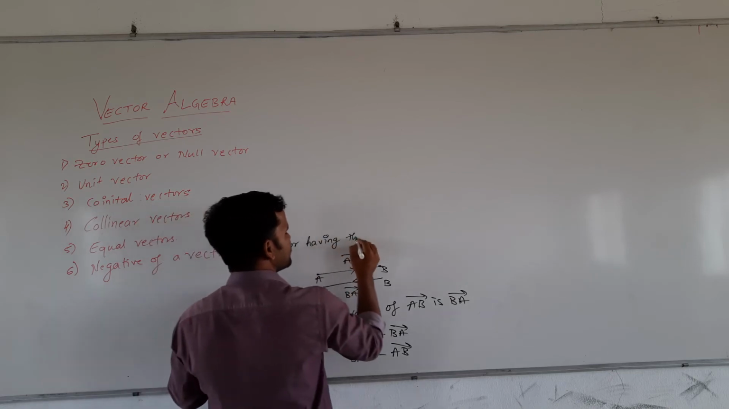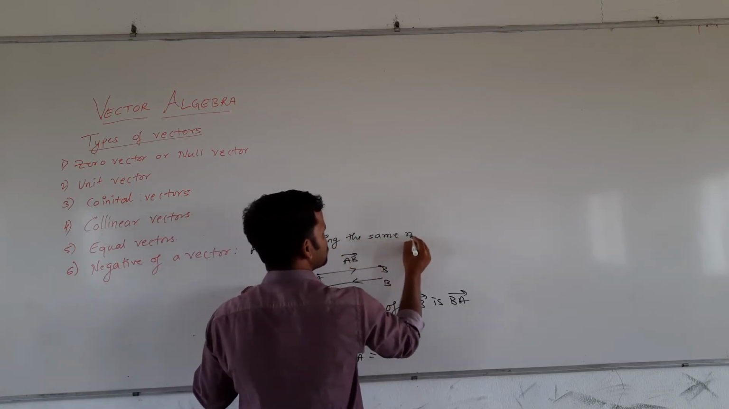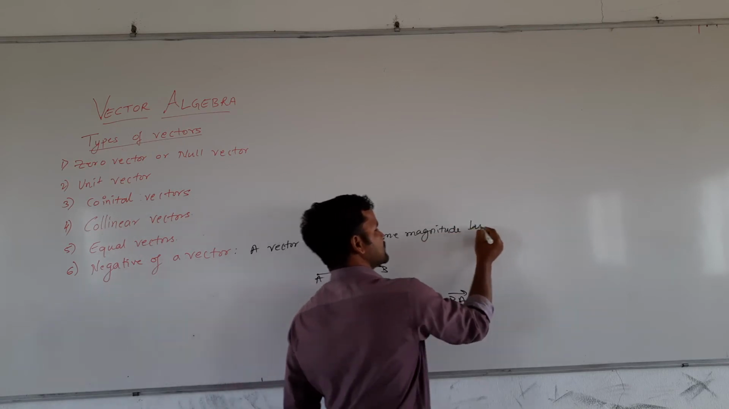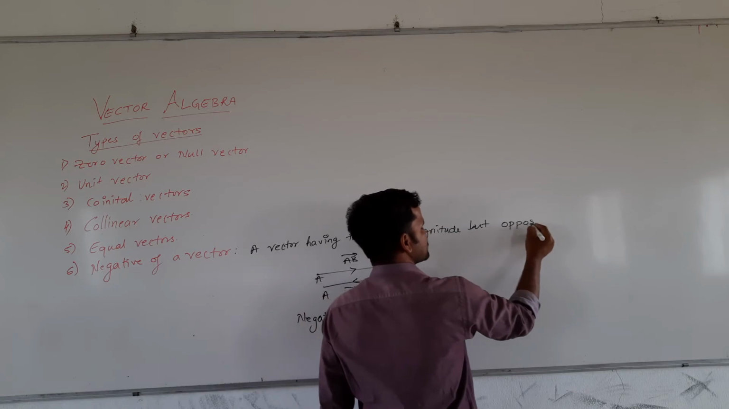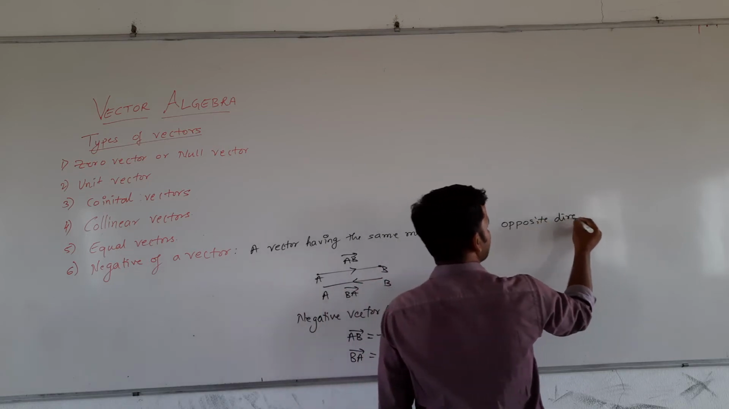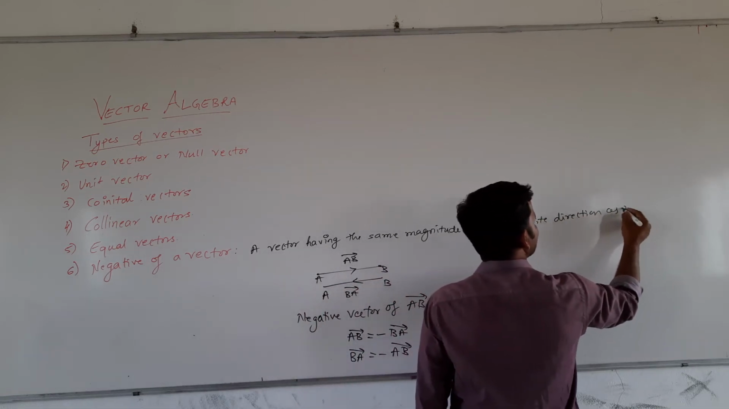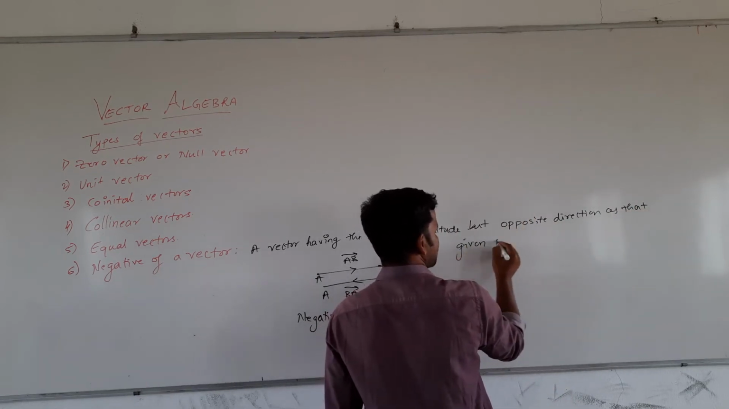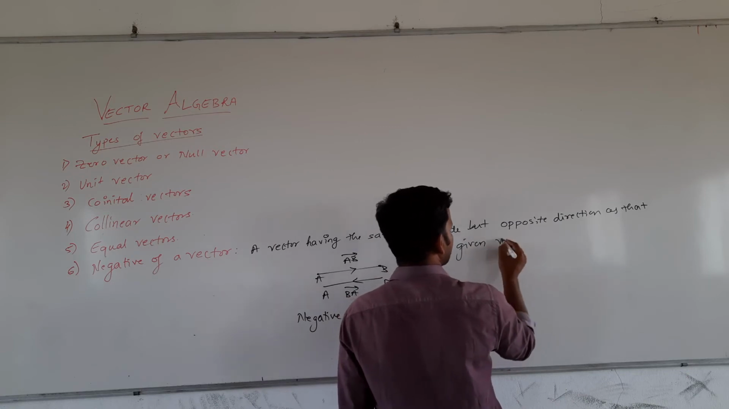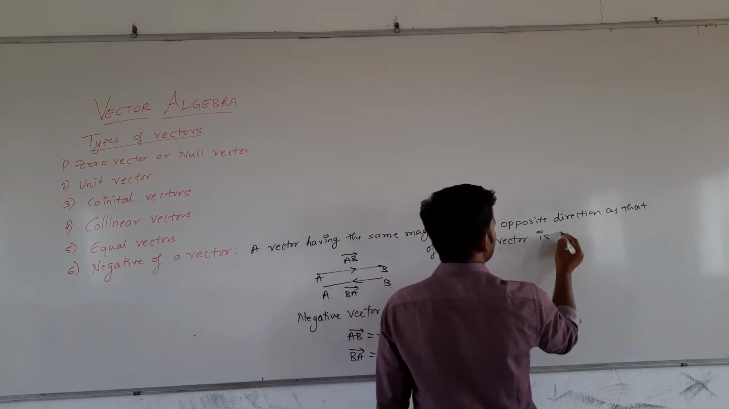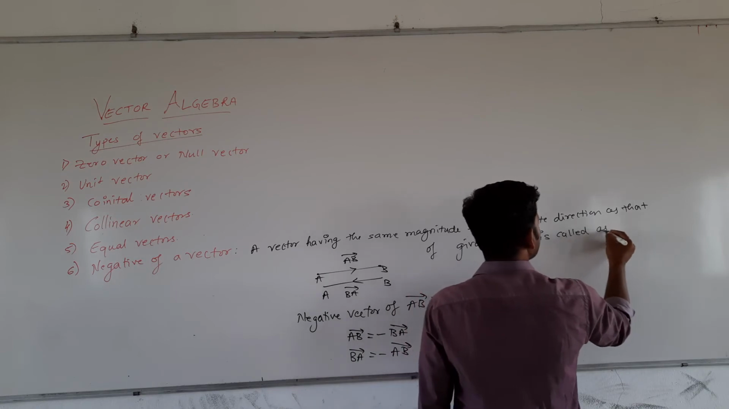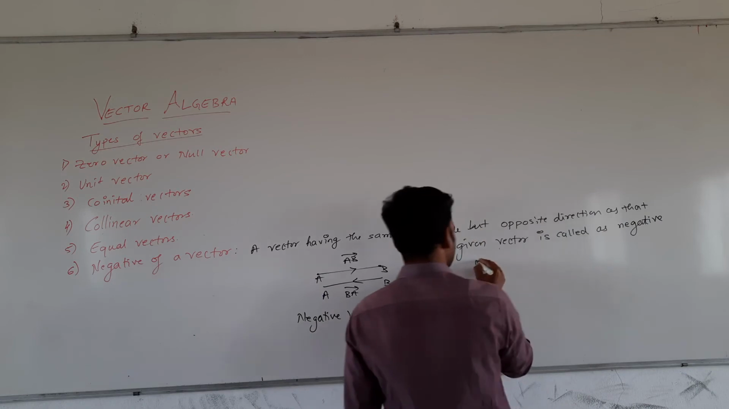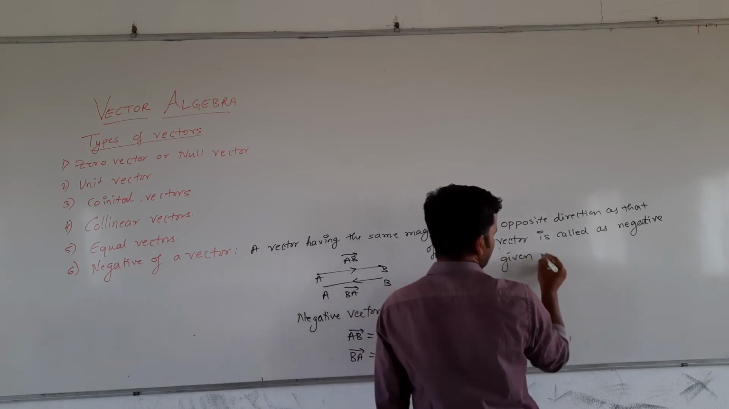A vector having the same magnitude but opposite direction as that of the given vector is called the negative of the given vector.